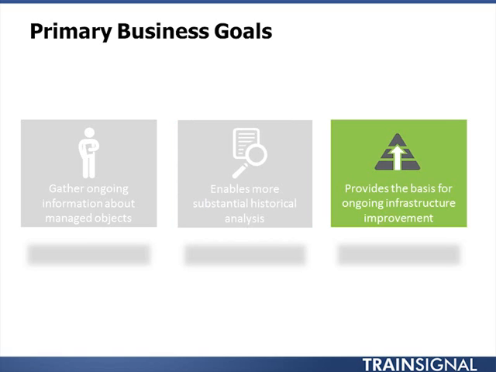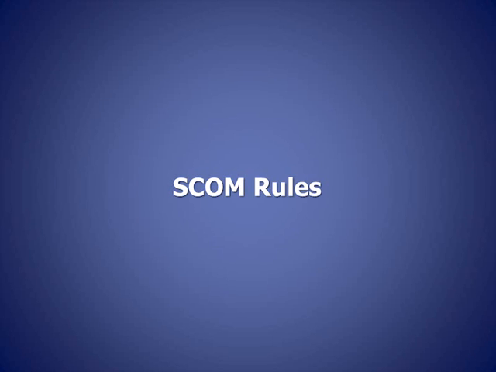A rule provides the basis for ongoing infrastructure improvements. Without information about how the infrastructure is operating, it's really hard to make plans for ongoing improvements. And it's really hard to extrapolate what's going to happen with the environment based on historicals when you don't have that much information to work with. The purpose of a rule is to provide the administrator with the information that's necessary to make good ongoing decisions with regard to improving the infrastructure.